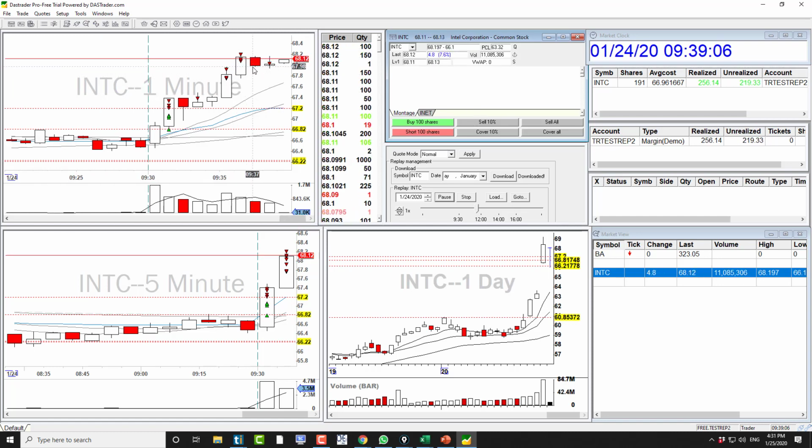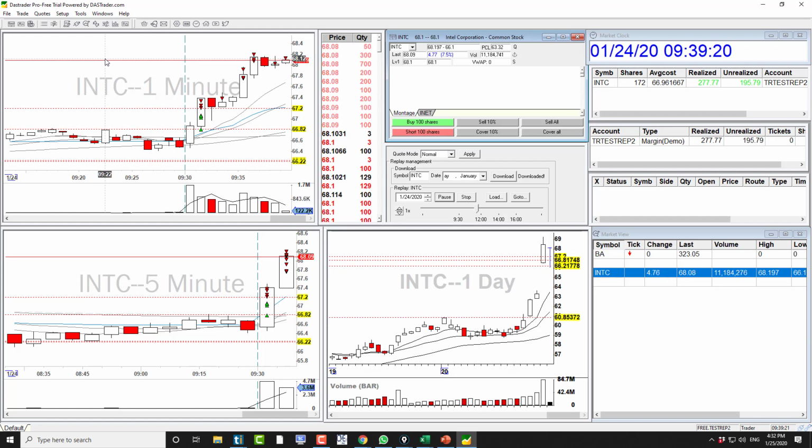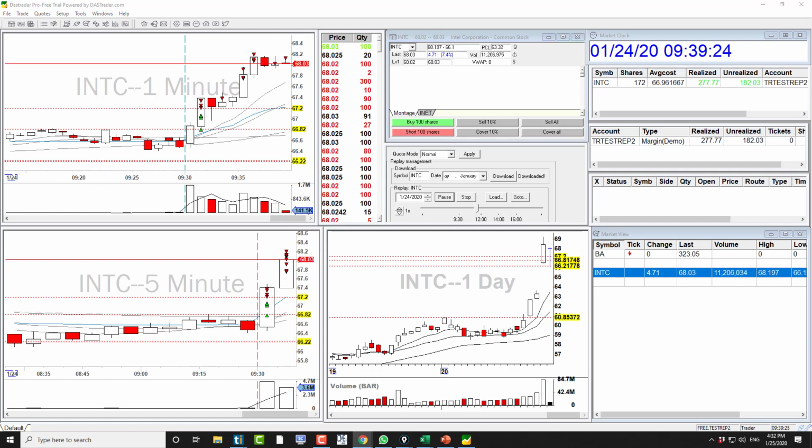But now everything is per share. So like 191 shares, if I press sell 10%, probably 19 shares are going to get sold. It just cost me less than 30 cents, because the commission structure has really changed. And that's the beauty of these new commission structures that brokers are moving toward.